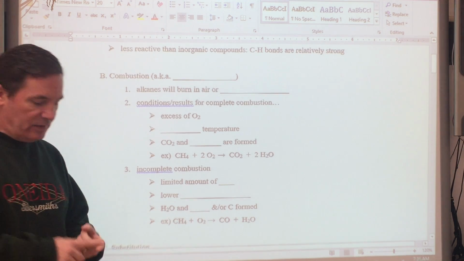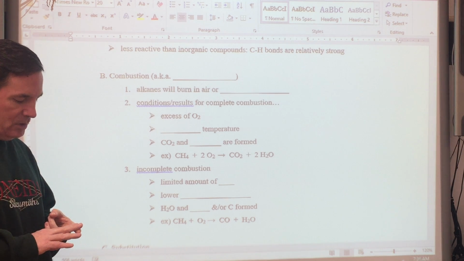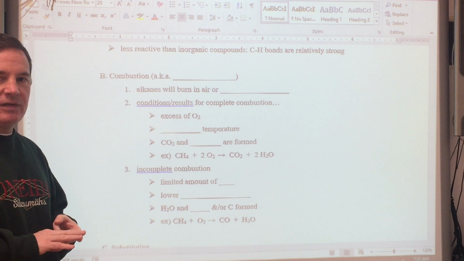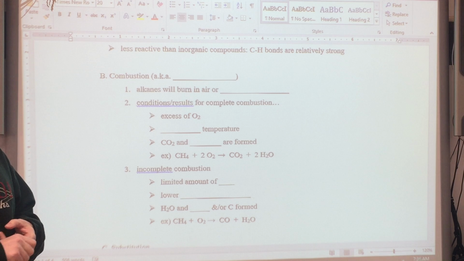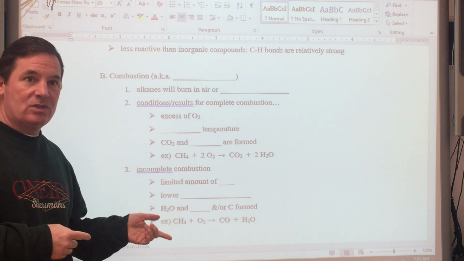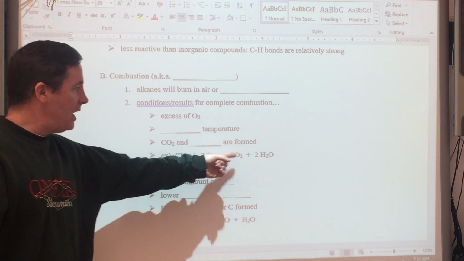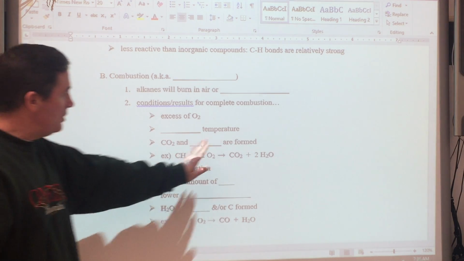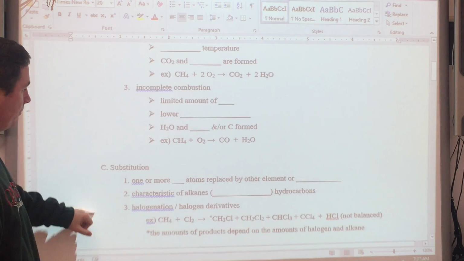Combustion, you need oxygen if it's going to be complete, and usually high temperatures. If you don't have enough oxygen, then you end up with incomplete combustion. Incomplete combustion, you end up with carbon monoxide, which is kind of dangerous, and water. Regular combustion, you're going to have carbon dioxide and water. Okay, so these are the products that you're looking for to figure out if it's a combustion reaction.